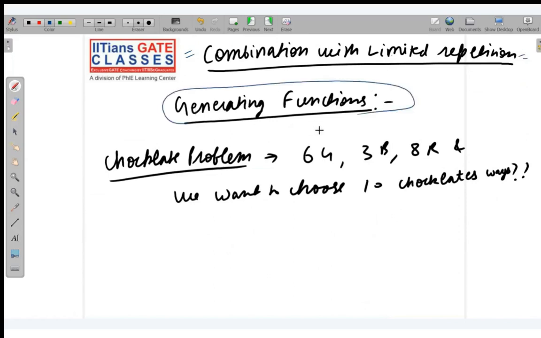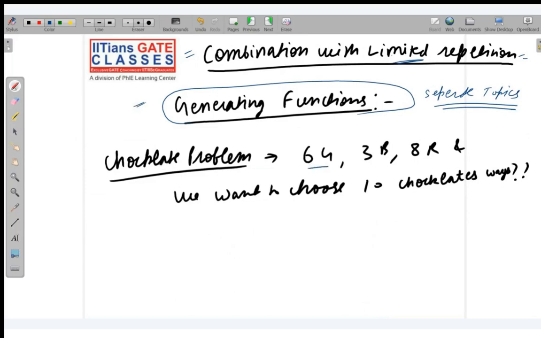So please try to remember, my concern here is not to tell you what generating functions are. That is a separate topic. I will clear that after a few lectures. Generating function is a separate topic and it is in the GATE syllabus. So I will tell you these things after a few lectures. My concentration is just to solve this problem, combination of limited repetition, and I will take help of generating functions here. Let me tell you.